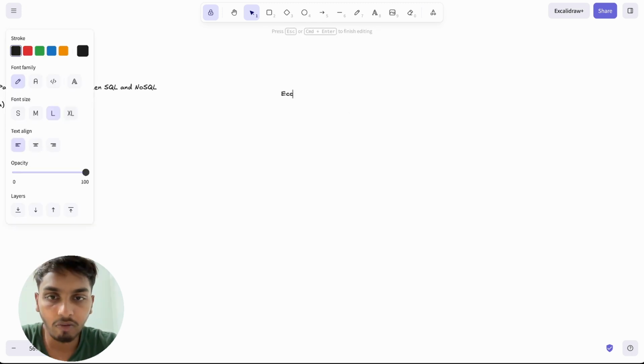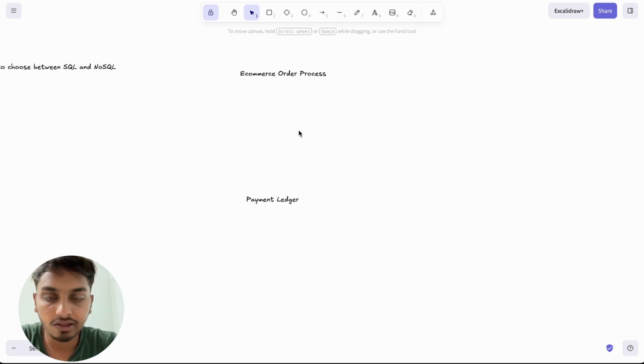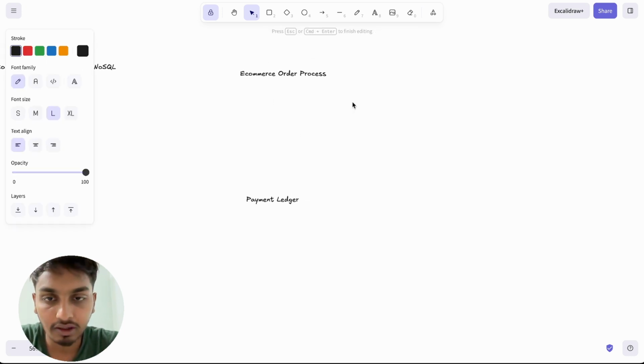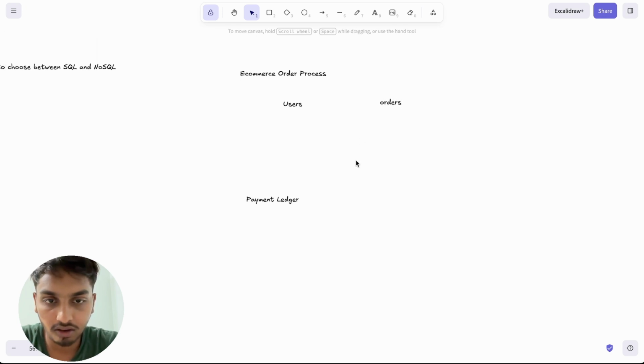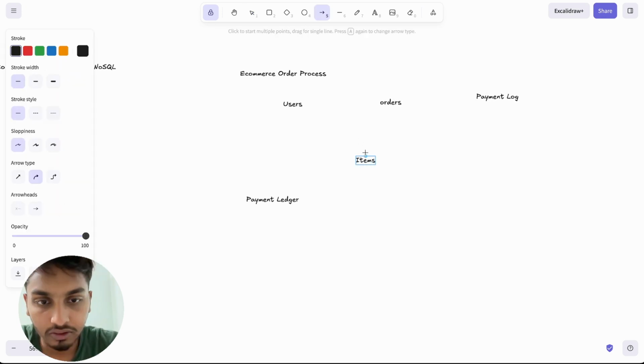We have an e-commerce order process and we have a payment ledger. To understand relation, we need to define a set of objects. In the case of the e-commerce order process, we have users, we have orders, we have items, we have payment logs. So we could say that items are related to orders.